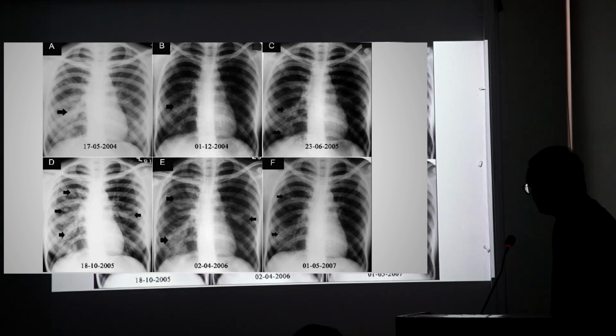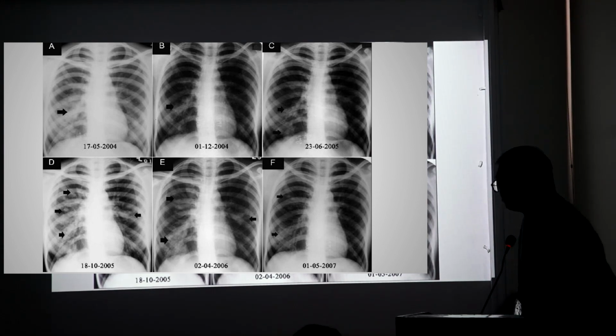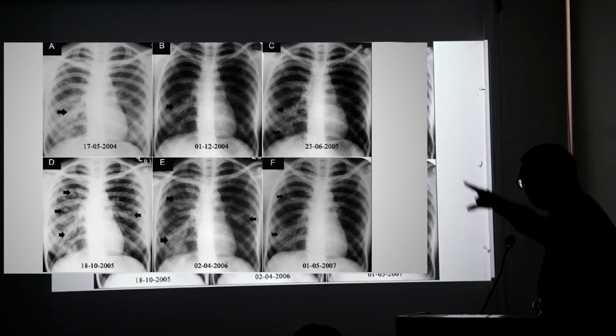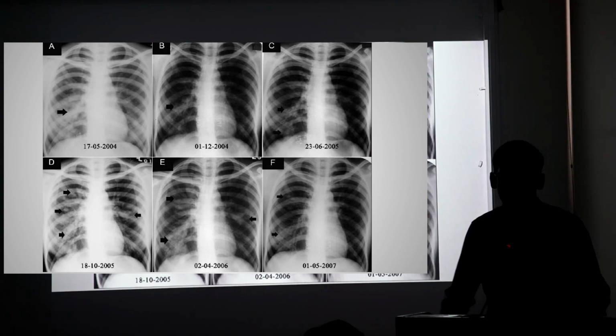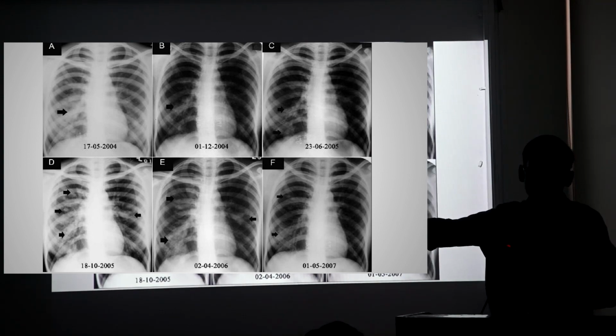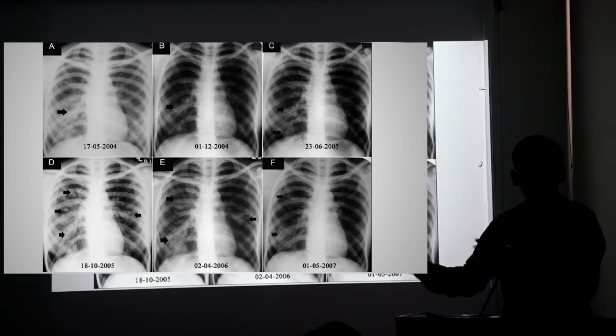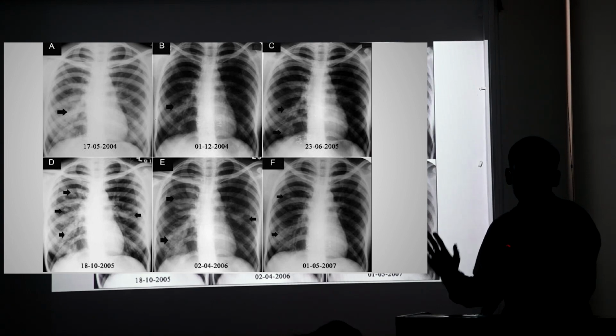Achha, what is happening? These are many X-rays evolving from 2004 to 2007. 2004, right lower zone opacity. Then cleared off. Then again right lower zone opacity. Then again bilateral opacity. Then 2006 another opacity. 2007 another recurrence. The patient comes to the GP and gets a course of antibiotics, does not get relief, and then this vicious cycle goes on.